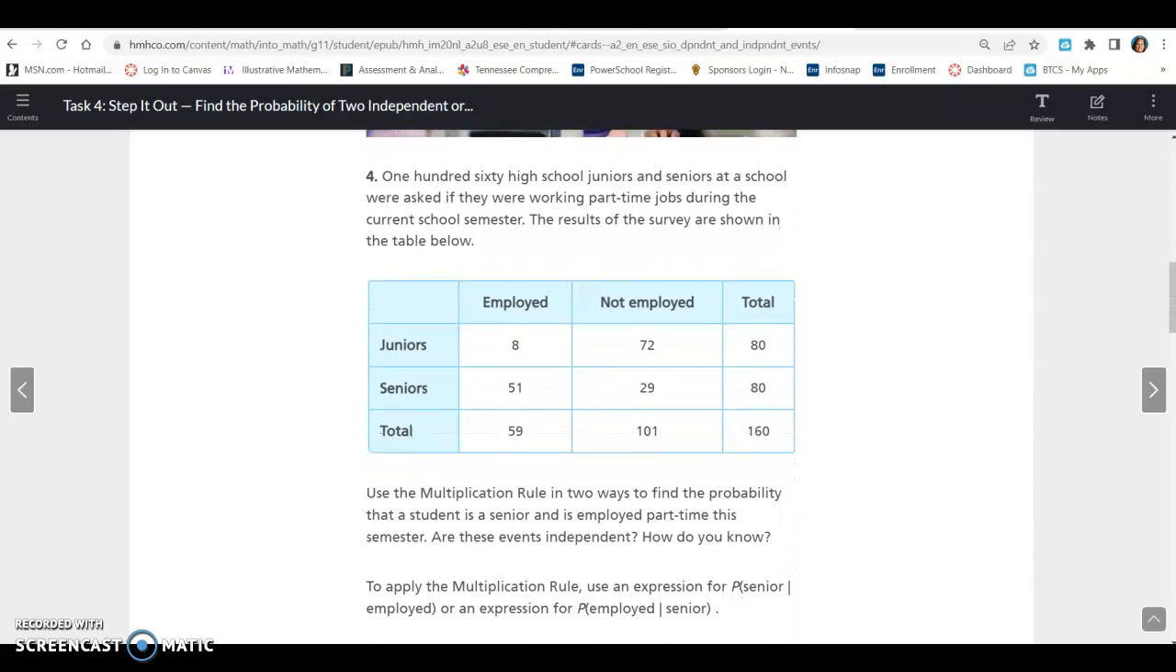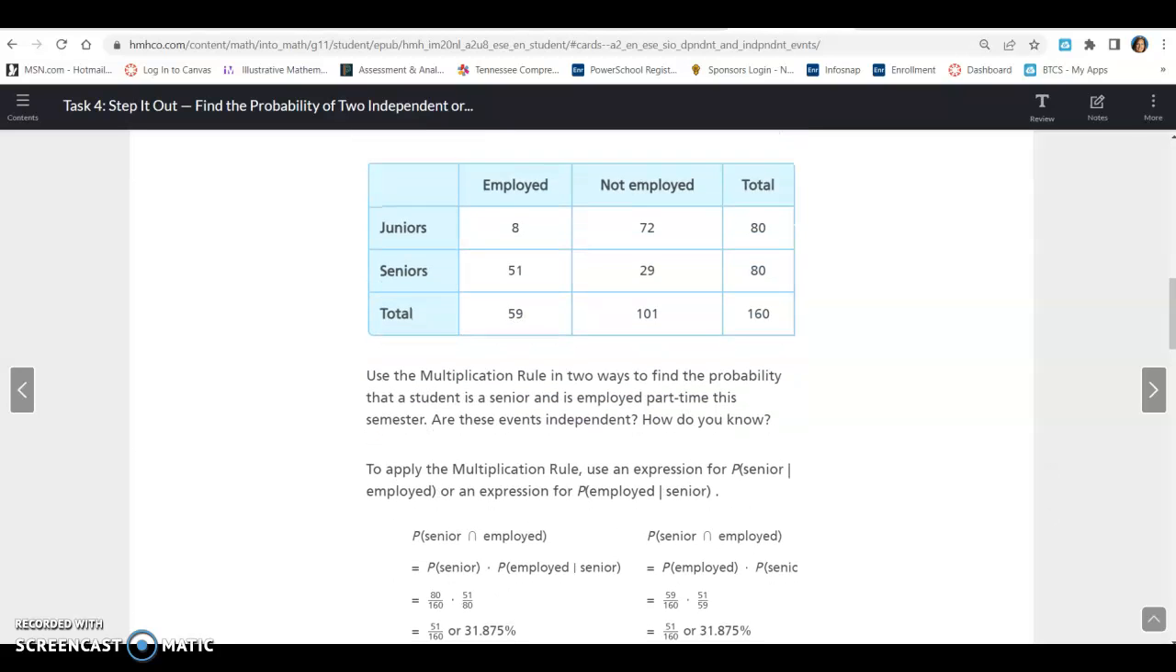Let's look at an example here. It says 160 high school juniors and seniors at a school were asked if they were working part-time jobs during the current school year or school semester. The results for the survey are shown in the table. You can see there are 80 juniors and 80 seniors. There are a total of 59 students employed and 101 students not employed. This row will equal 160 and this column also equals 160. So that's the information that's given.